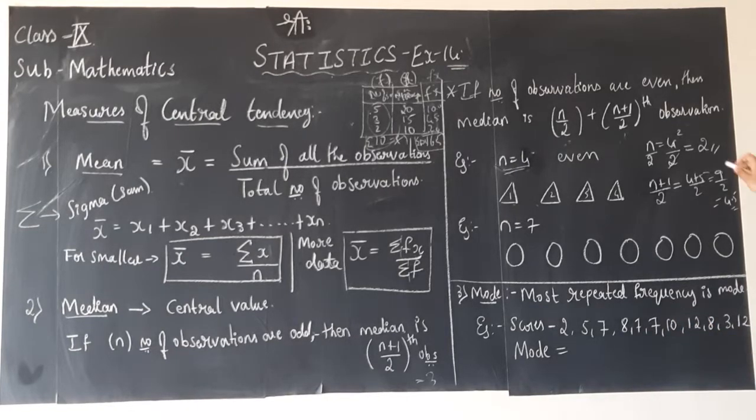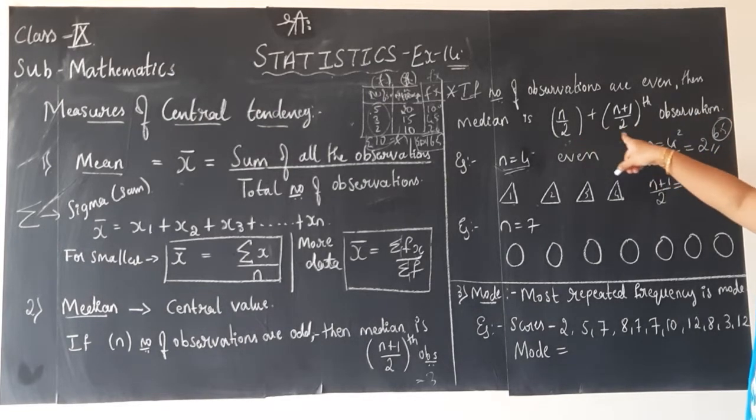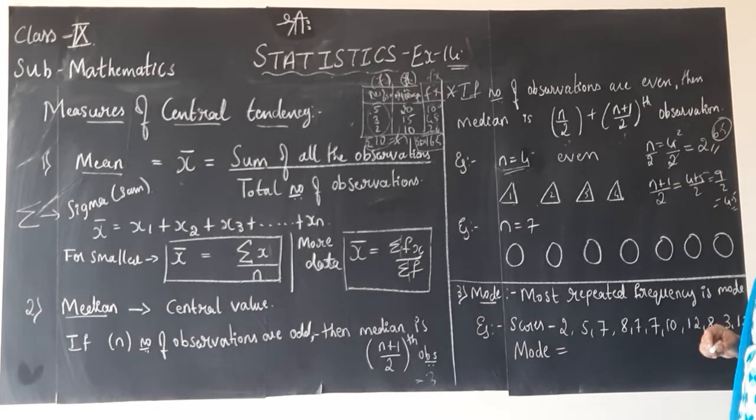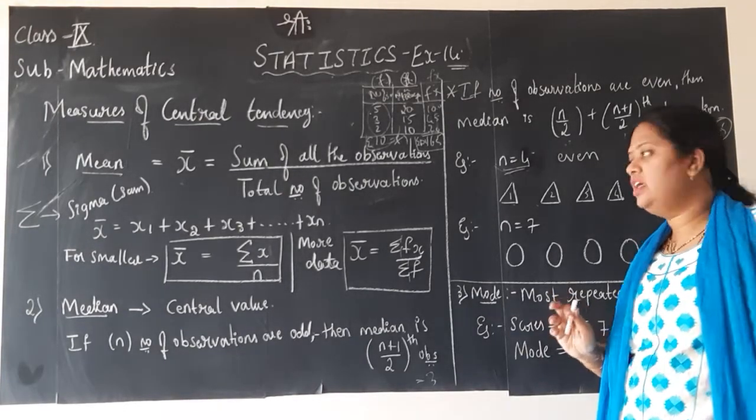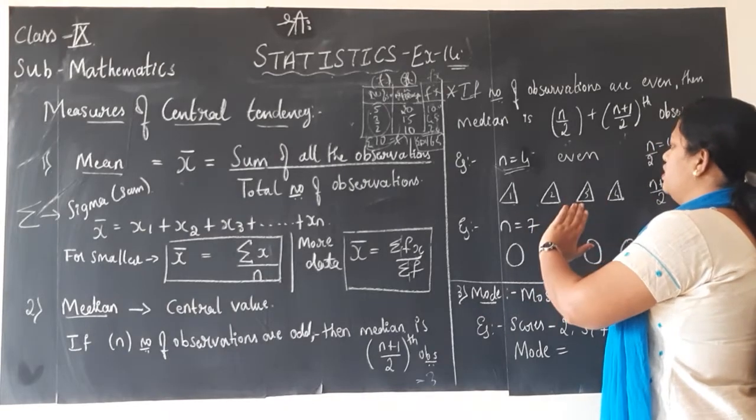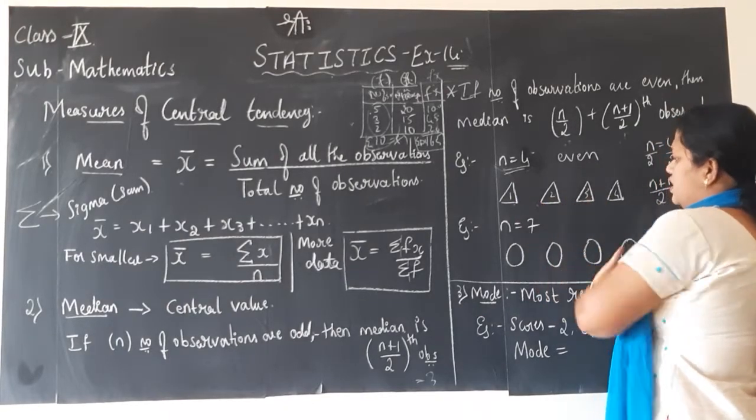Like this you will add them up again. 2.5 plus 2 is 4.5. When we do n by 2 plus n plus 1 by 2, we get the position, children. Very simple. How to find the median, children, now there are 4 numbers.